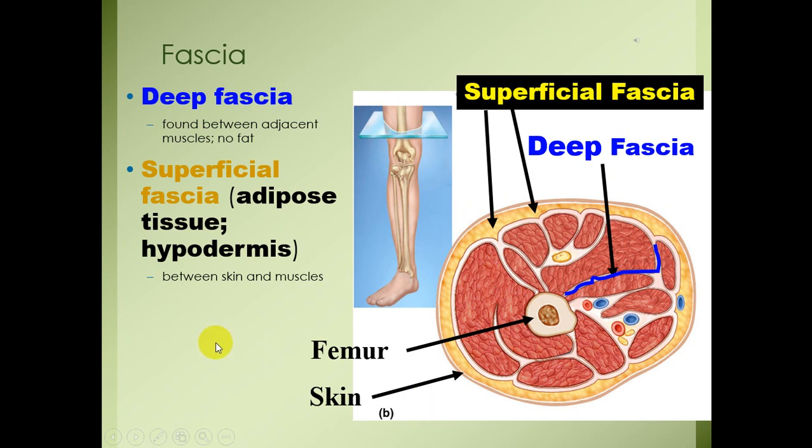Then in palm and sole, the deep fascia is thickened to form palmar and plantar aponeuroses, which are going to protect the deep structures, also providing the means of attachment to the small skeletal muscles present in these regions.